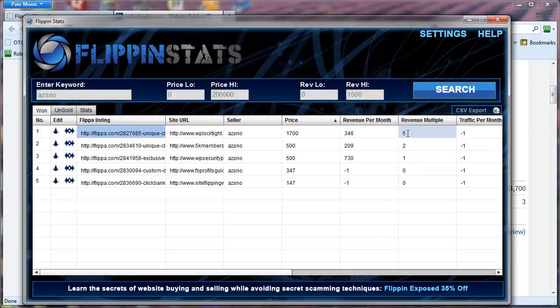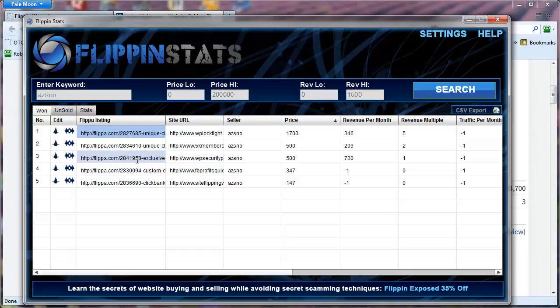Now, as you can see, Flippin' Stats will give you the revenue multiples. Because these revenue figures are the last 3 months, they may be construed or be tweaked in a way that, as we just talked about earlier, you may have all kinds of revenue at the front end of the site when you really did heavy promotion. In the back end, not so much. So we get a revenue model of 5 times, 2 times, 1 times.